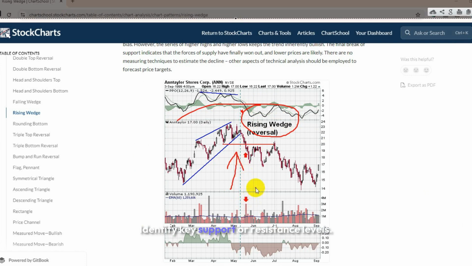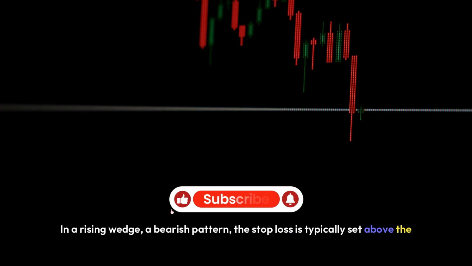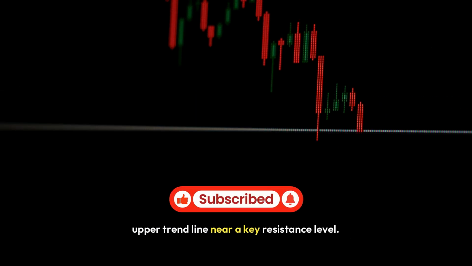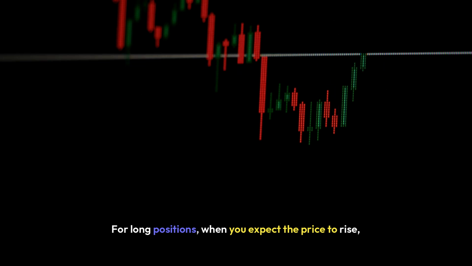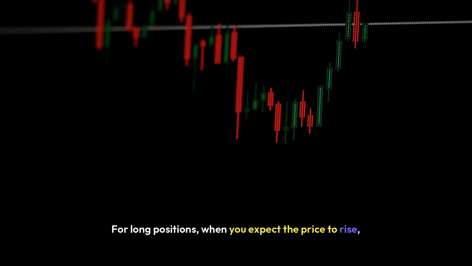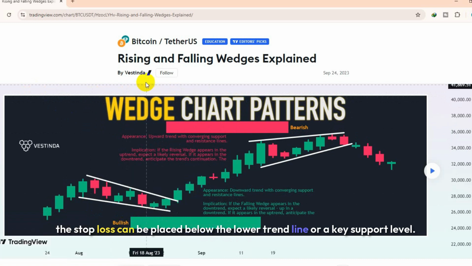Identify key support or resistance levels. In a rising wedge, a bearish pattern, the stop loss is typically set above the upper trend line, near a key resistance level. For long positions, when you expect the price to rise, the stop loss can be placed below the lower trend line or a key support level.